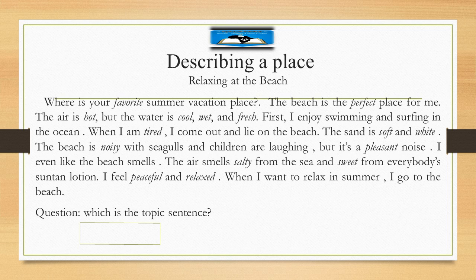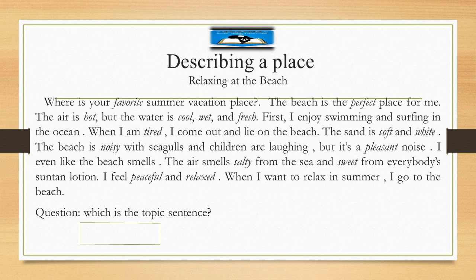Where is your favorite summer vacation place? The beach is the perfect place for me. The air is hot, but the water is cool, wet and fresh. First, I enjoy swimming and surfing in the ocean. When I am tired, I come out and lie on the beach. The sand is soft and white. The beach is noisy with seagulls, and children are laughing, but it's pleasant noise. I even like the beach smells. The air smells salty from the sea and sweet from everybody's suntan lotion. I feel peaceful and relaxed. When I want to relax in summer, I go to the beach.